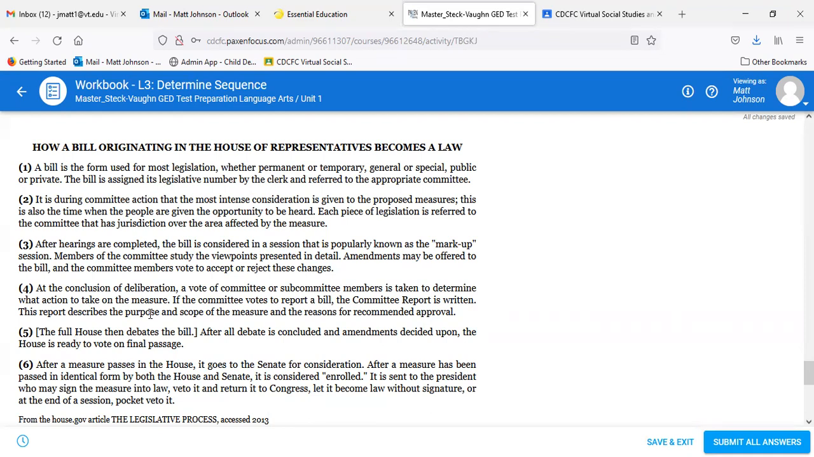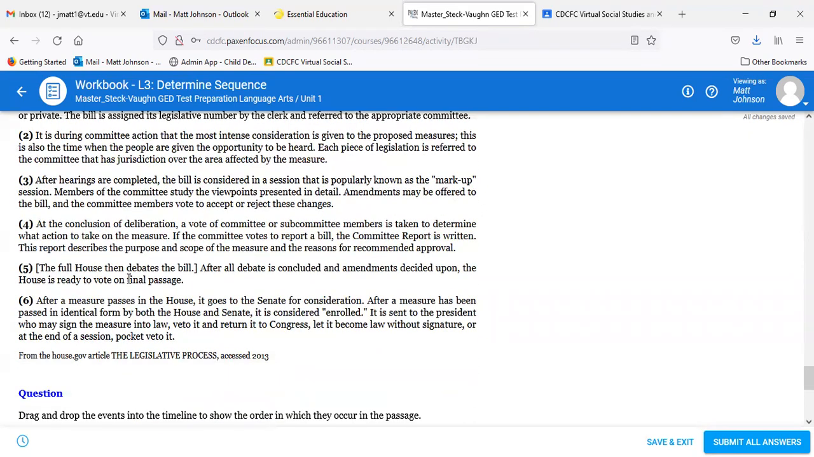After a measure passes in the House, it goes to the Senate for consideration. After a measure has been passed in identical form by both the House and Senate, it is considered enrolled. It is sent to the president, who may sign the measure into law, veto it and return it to Congress, let it become law without signature, or at the end of a session, pocket veto it.